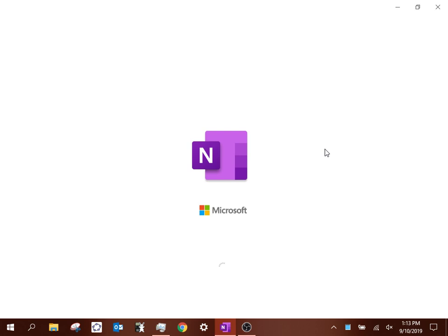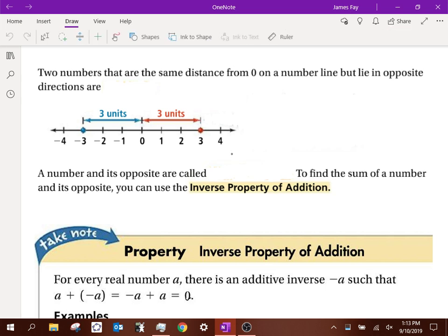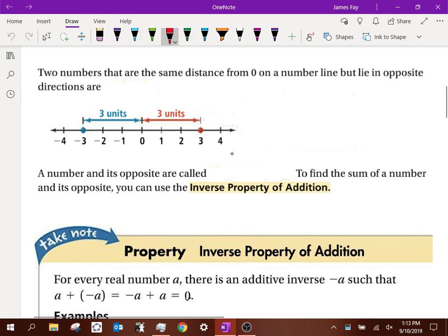All right, so two numbers that are the same distance from 0 on a number line, but in opposite directions are called what? Opposites. So we're going to identify 3 and -3 as opposites. Two numbers that are the same distance from 0 on a number line, but lie in opposite directions are referred to as opposites. Hopefully something that we knew.